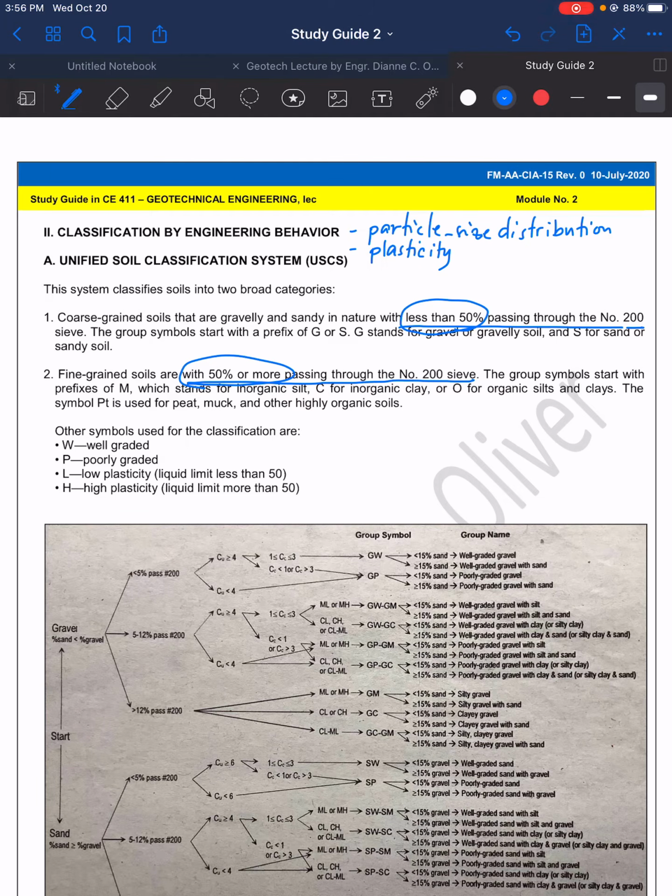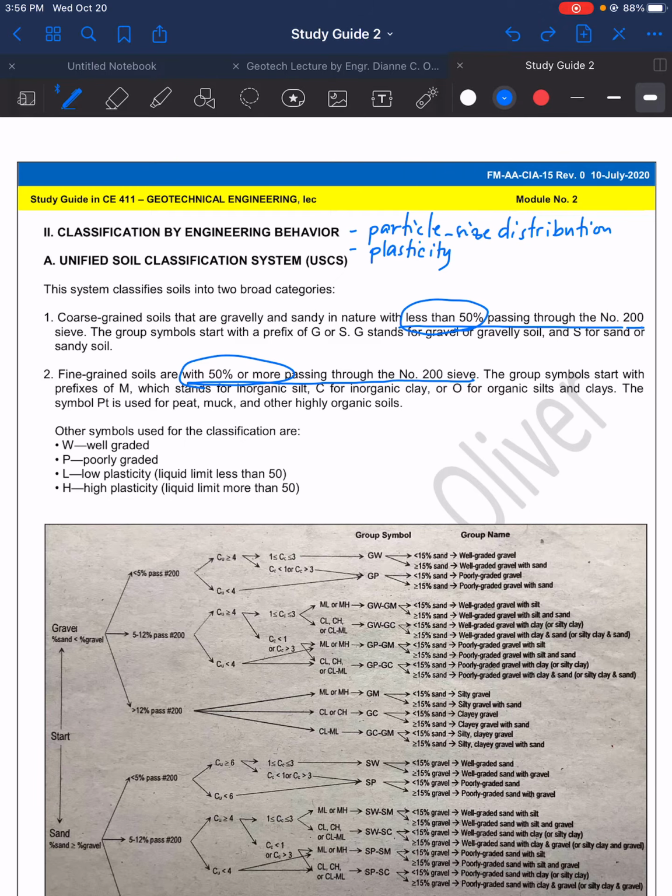The group symbols start with prefixes of M, which stands for inorganic silt, C for inorganic clay, or O for organic silts and clays. The symbol PT is used for peat, muck, and other highly organic soils. So here are the other symbols used for the classification. We have well-graded, poorly graded, L for low plasticity, that is, liquid limit is less than 50, and H for high plasticity, or liquid limit is more than 50.